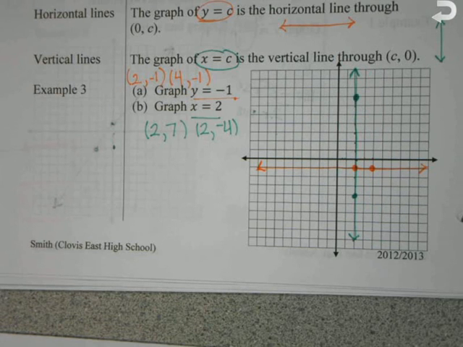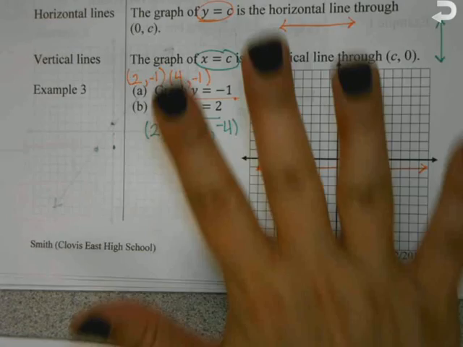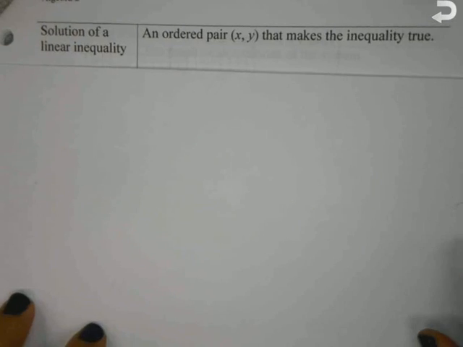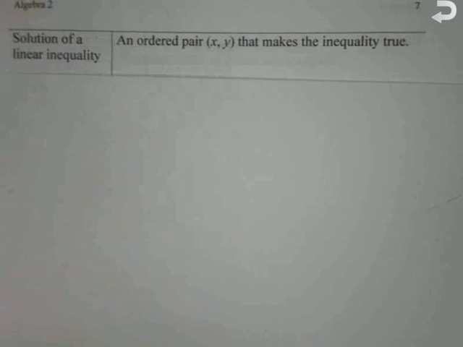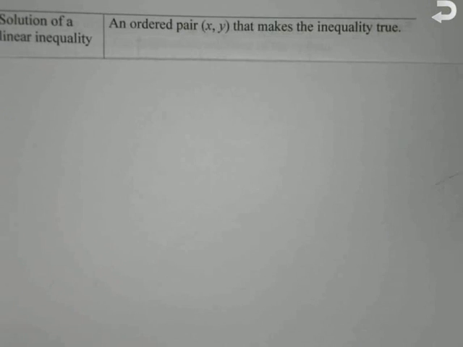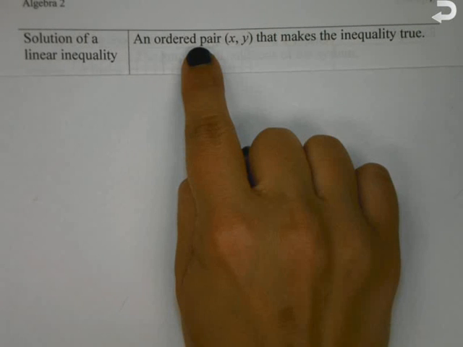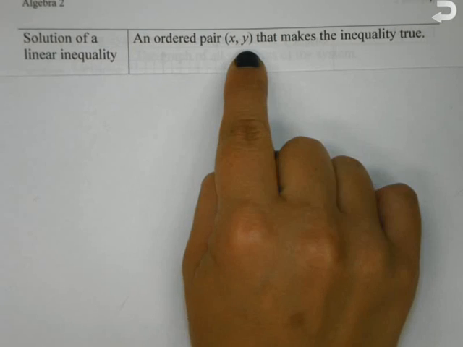Okay, so now we have to look at graphing inequalities. We graphed equations, now we're graphing inequalities. So what does it mean to be a solution of an inequality? A solution of an equation means that that point lies on the line. But an inequality is a little bit different because it can be anything less than this number, so it can be more than just one answer. So a solution to an inequality is an ordered pair, x and y, that make the inequality true. That's what the solution is.